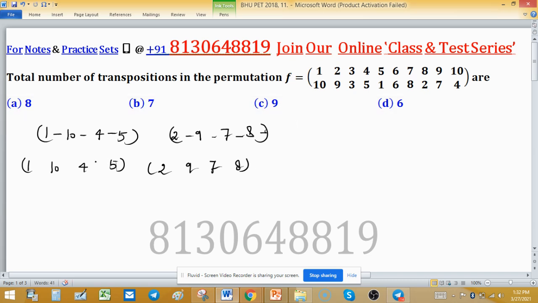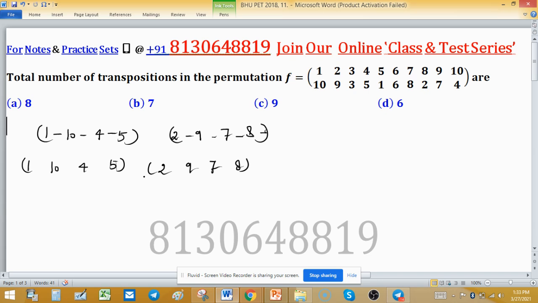Now which character have we not used? 1, 2, 3. 3 is going to 3. 4, 5. 6 is going to 6. 7, 8, 9, 10. All characters, or symbols, we have used.